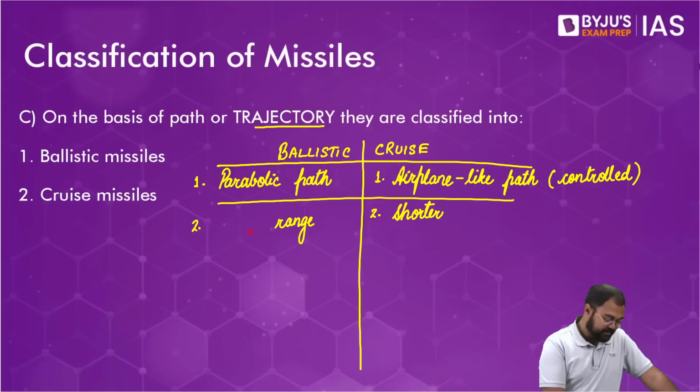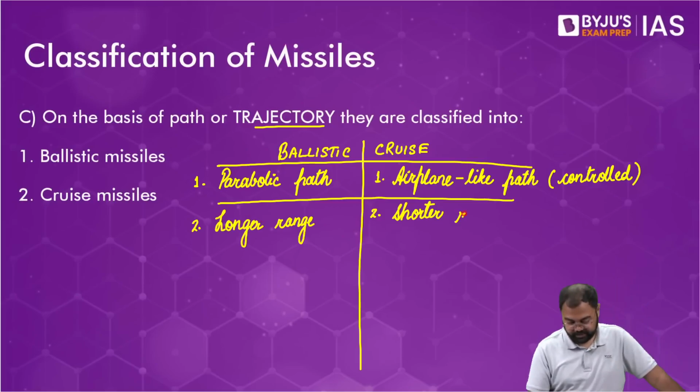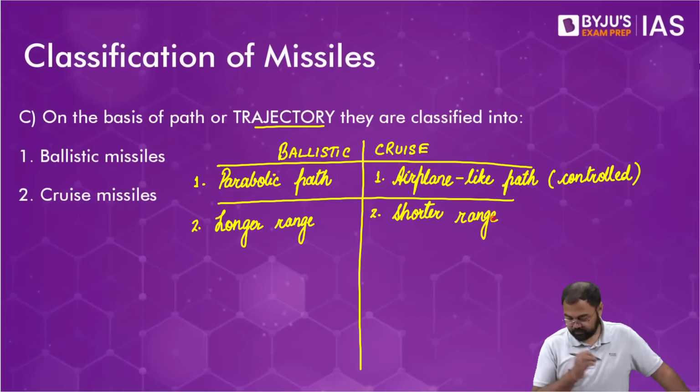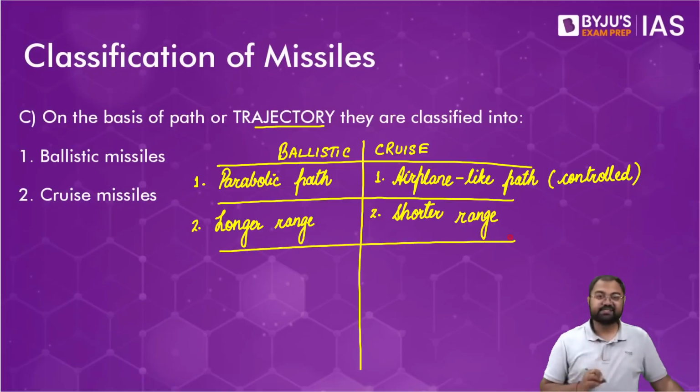Grammatically, writing "higher range" is wrong. It's longer range. Longer range and shorter range. So this is the second difference.